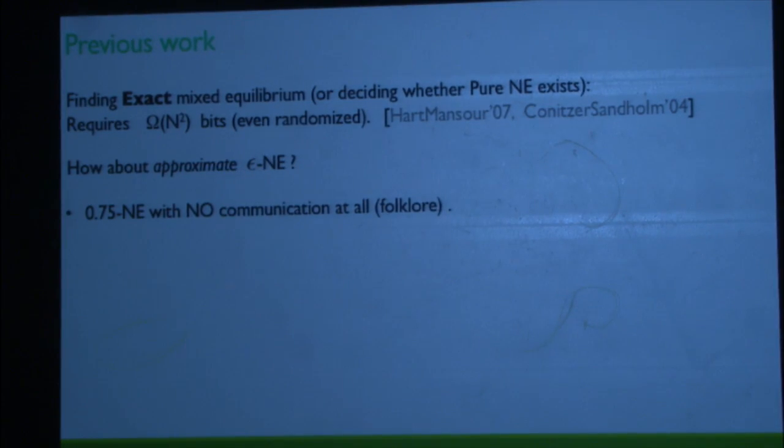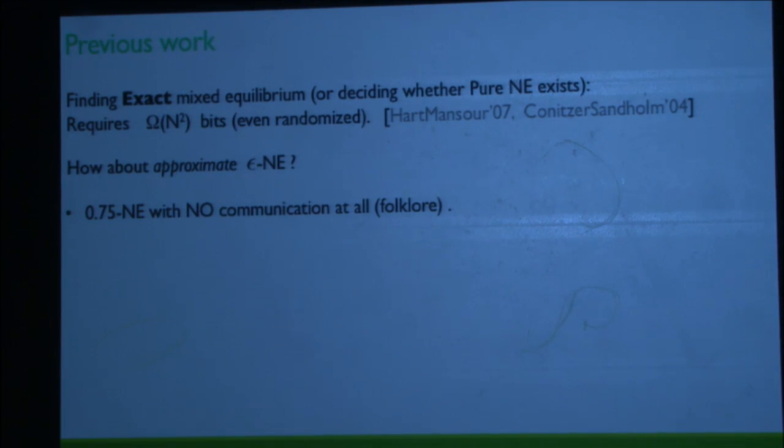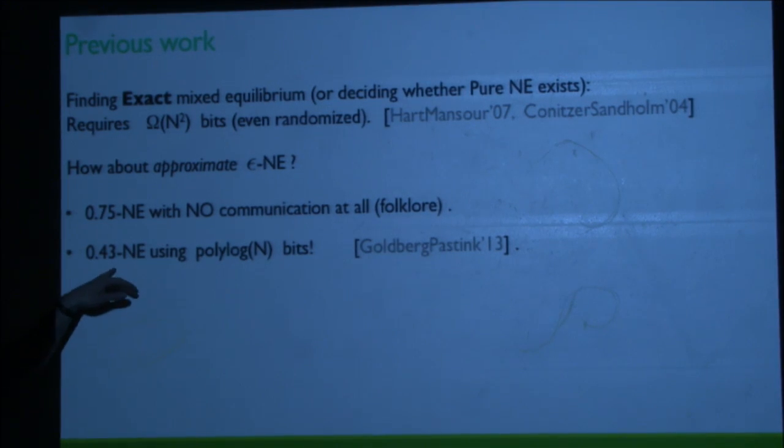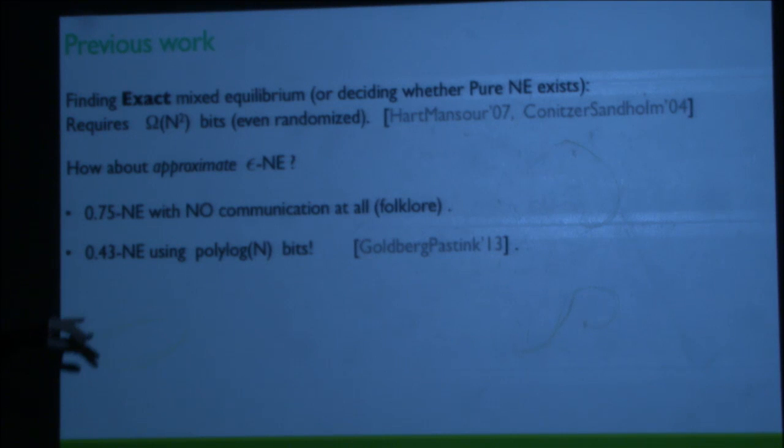So first of all, it turns out you can find a 0.75 Nash equilibrium with absolutely no communication at all. This might not impress you a lot, right? Because the payoffs are between -1 and 1. But if Alice and Bob are willing to invest a polylogarithmic number of bits, they can already recover a 0.43 Nash equilibrium. That, well, something non-trivial is going on under the hood here. The problem is subtle in some sense.